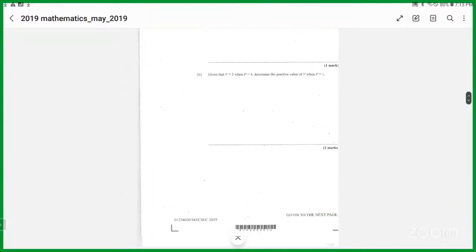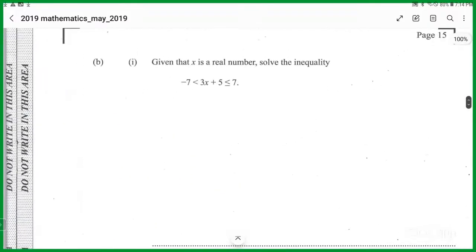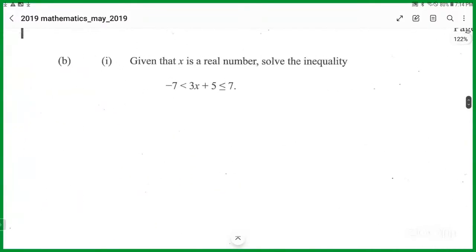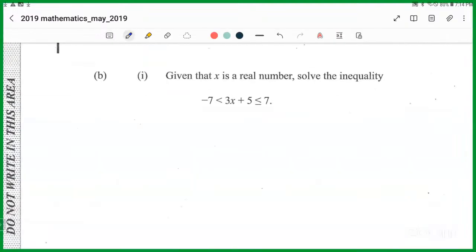Alright, this 4. Let me see. 4B. 4B right here. Alright. So I want to show you how you deal with inequalities that look like this. Alright. So it says, given that, solve the inequality.